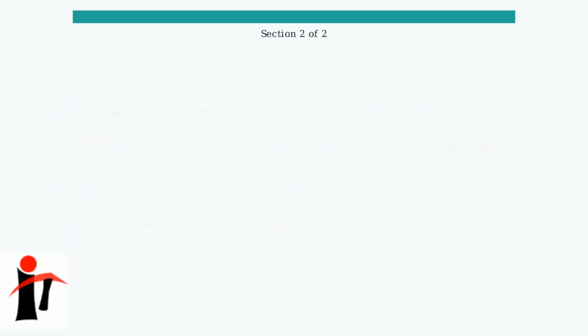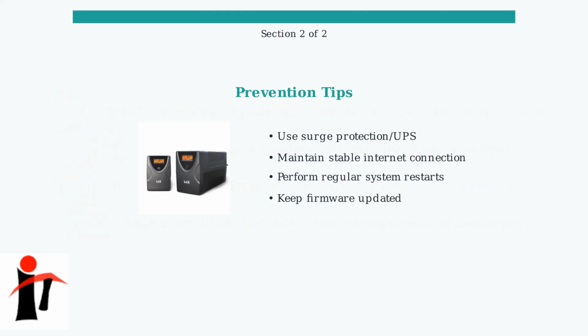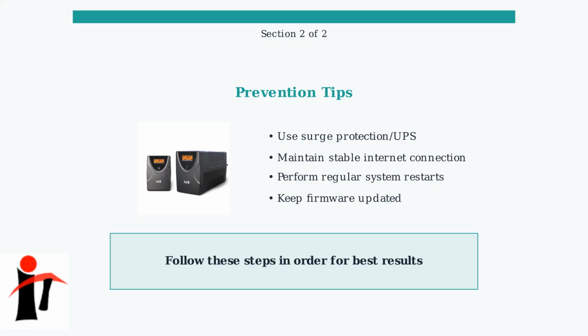To prevent future maintenance mode loops, maintain a stable power supply with surge protection, ensure reliable internet during updates, and perform regular system maintenance, including periodic restarts. These troubleshooting methods, from basic resets to professional intervention, provide a comprehensive approach to resolving YouView maintenance mode loops. Start with the simplest solutions and progress through more advanced techniques as needed.